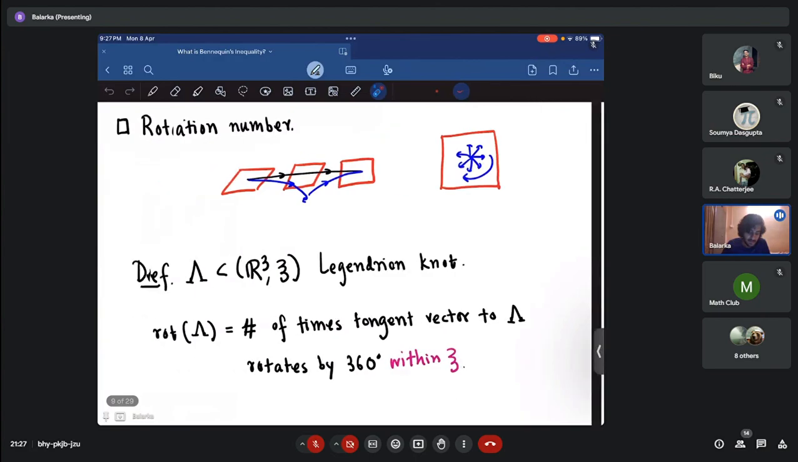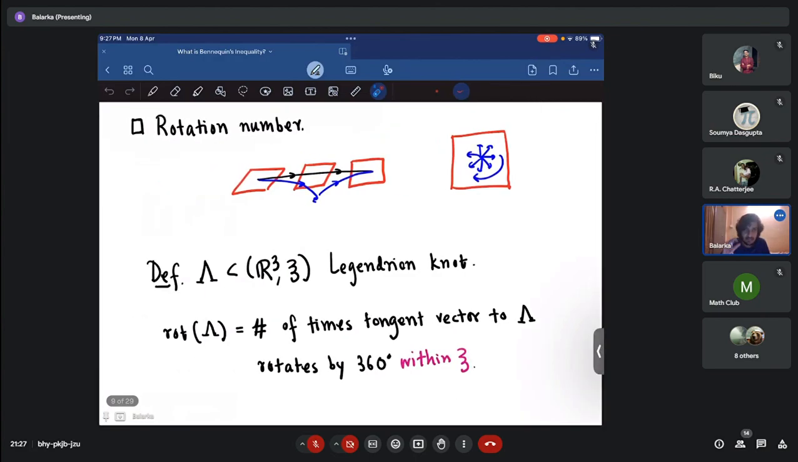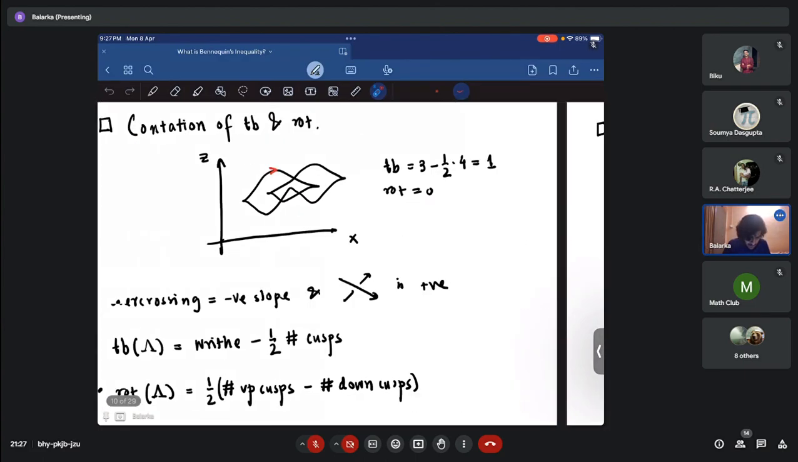Okay, so those are the other two invariants: Thurston-Bennequin number and rotation number. If you have any questions, feel free to ask. Okay, so I'll move on. Maybe I'll come back to this slide sometime soon.